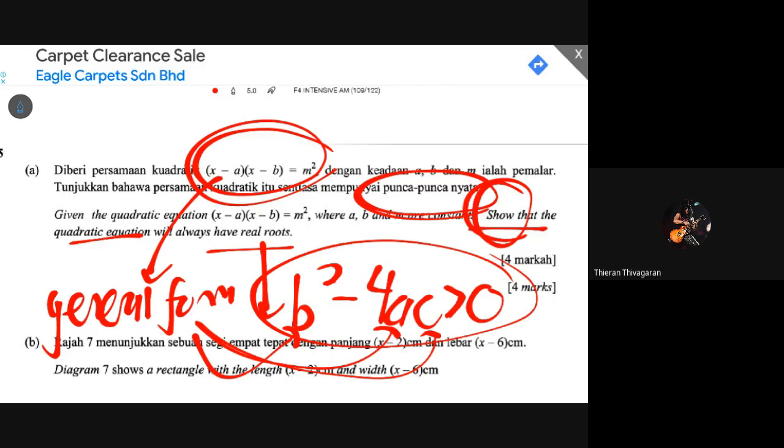Equal means they will say tangent. Mereka selalu guna perkataan ni, tangent. Equal means tangent, or they will say punca yang sama, the same real roots, or equal roots in English. Okay, so what you have to do now is basically modify this equation into the general form. Okay, so I can show you all the working.